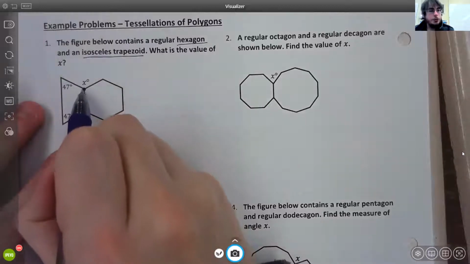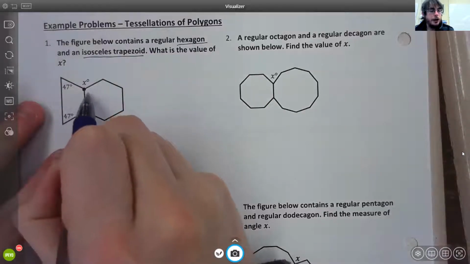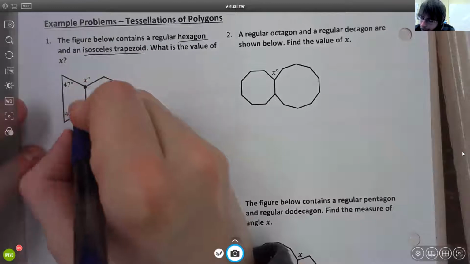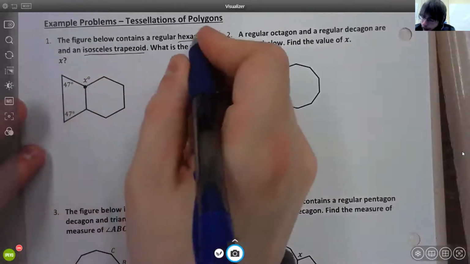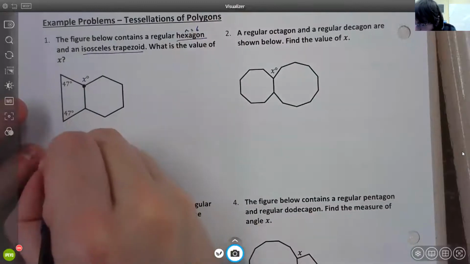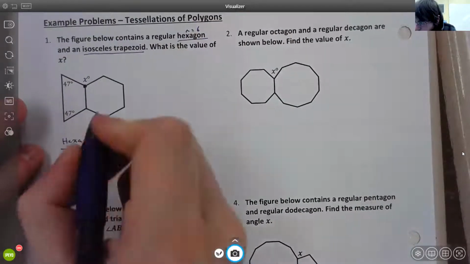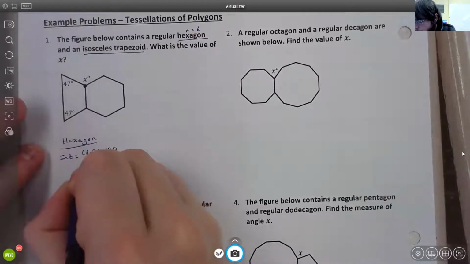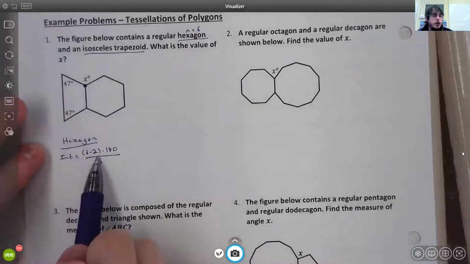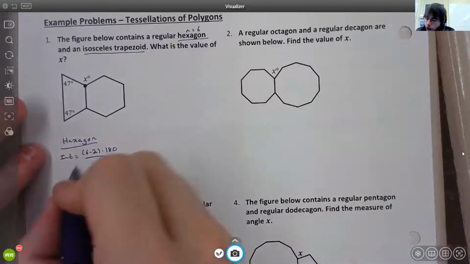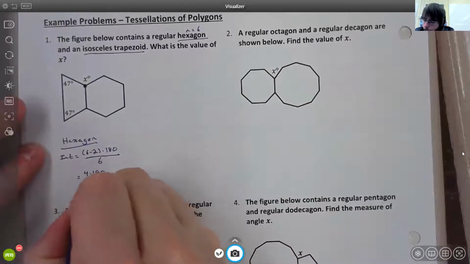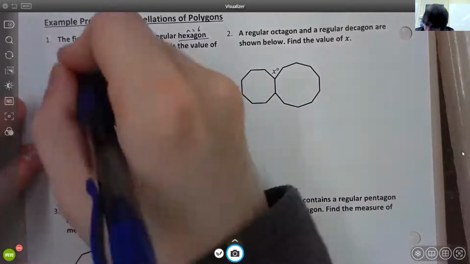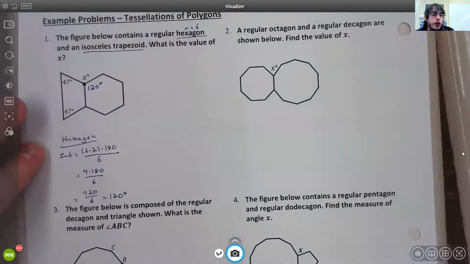So to figure out what x is, we first need to figure out what these two angles are. Well, we're going to start with the easier one, which is the hexagon. It's a regular hexagon, so n equals 6. And you can find one interior angle by doing 6 minus 2 times 180 divided by 6. Remember, n minus 2 times 180 over n. So this gives you 4 times 180 over 6, which is 720 over 6, which is 120. So we know that angle is 120.